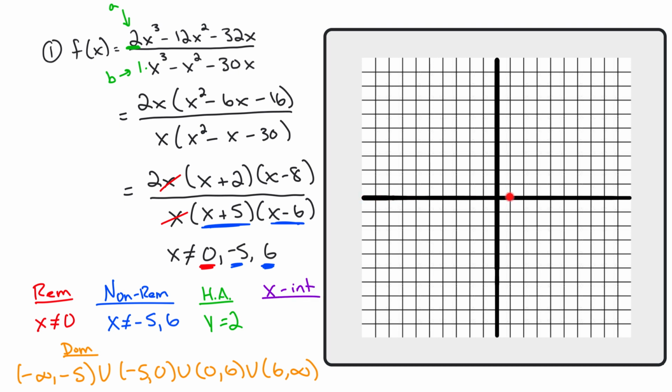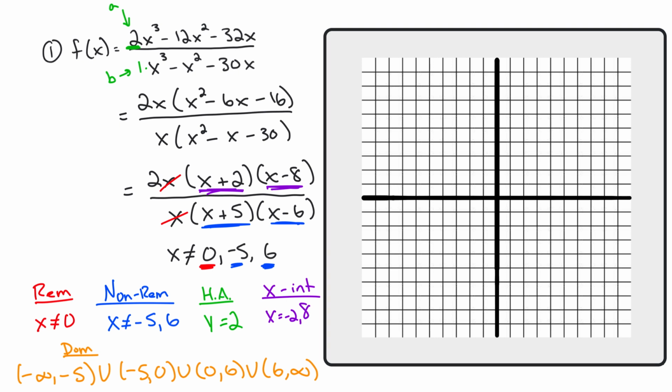X-intercepts are where a function hits on the x-axis. The one thing all x-intercepts have in common is that the y value is equal to 0. In order for this to be equal to 0, for a rational function, the numerator would have to be equal to 0. You'd have to have 0 divided by a number. The numerator will be 0 when these are 0. So that'll occur when x is negative 2 and when x is positive 8.